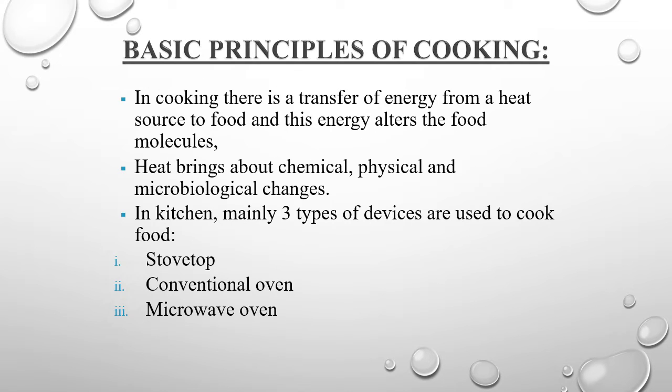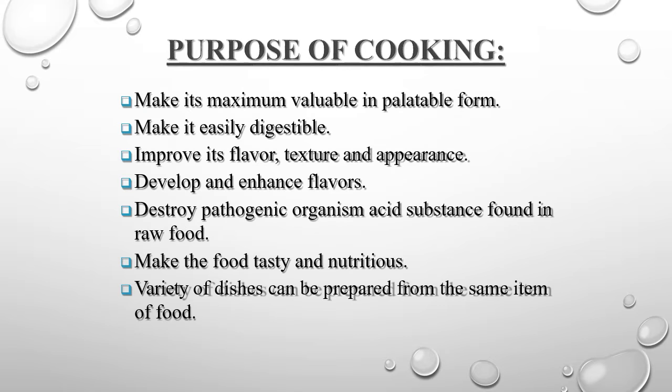The basic principle of cooking is the transfer of energy from a heat source to food. This energy alters the food molecules, and the heat brings about chemical, physical and microbiological changes. In the kitchen, mainly three types of devices are used to cook food: the stove top, the conventional oven and the microwave oven.